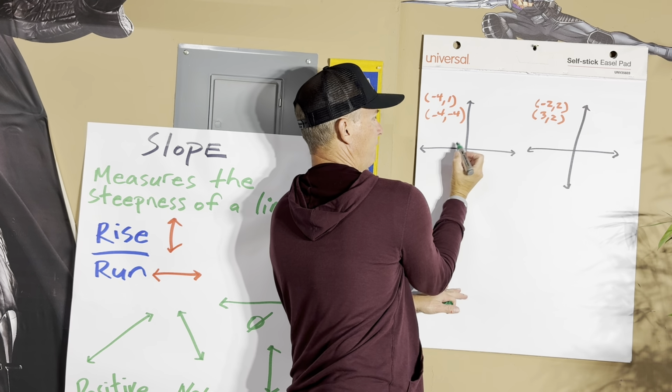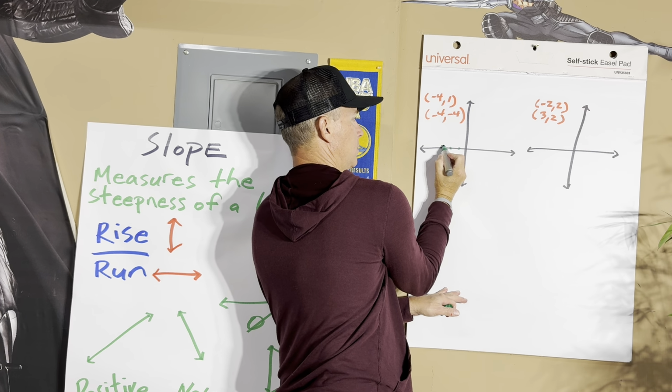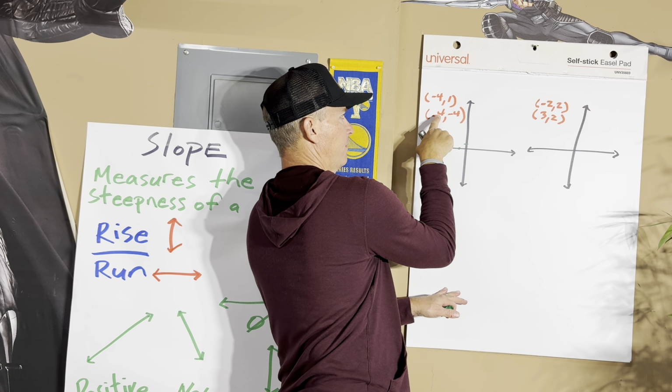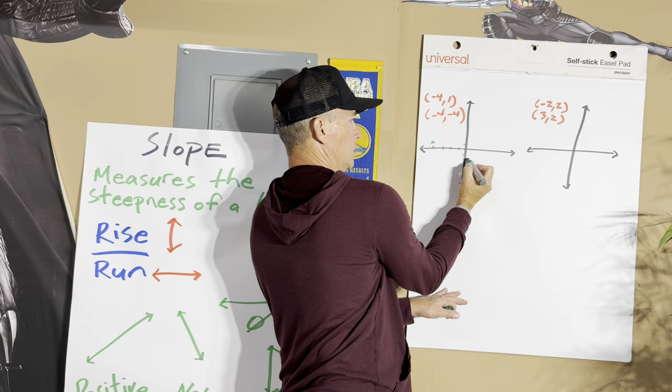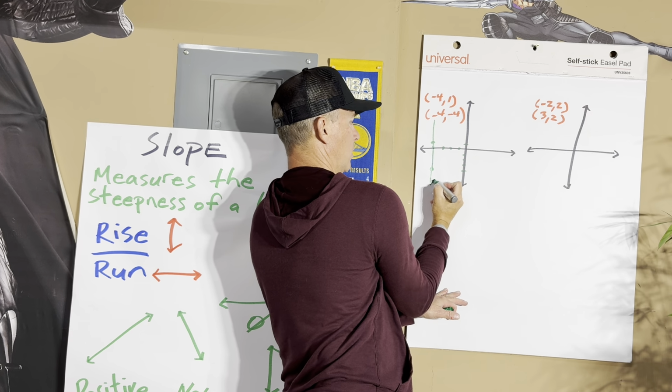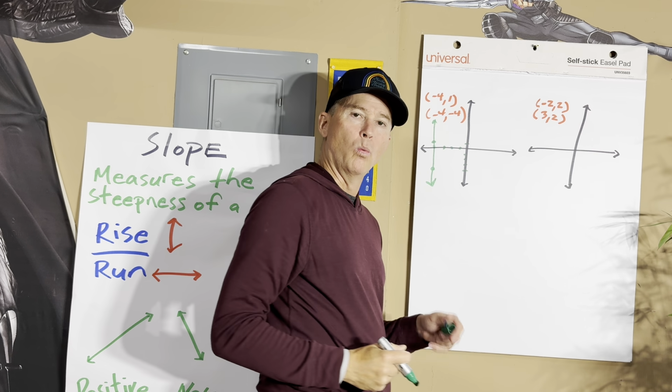Negative 4, up 1. Left 4, 1, 2, 3, 4, up 1. Left 4, down 4. 1, 2, 3, 4. Left 4, down 4. We have a vertical line.